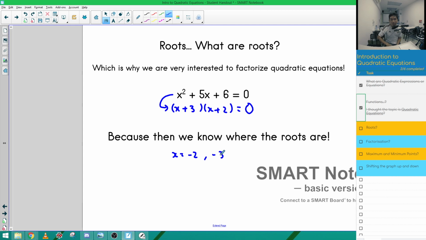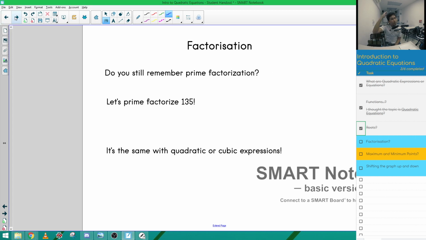So that is going to wrap up roots. I'm going to move on to factorization. Now we know why we want to factorize, because we want to find roots. So let's look at factorization.